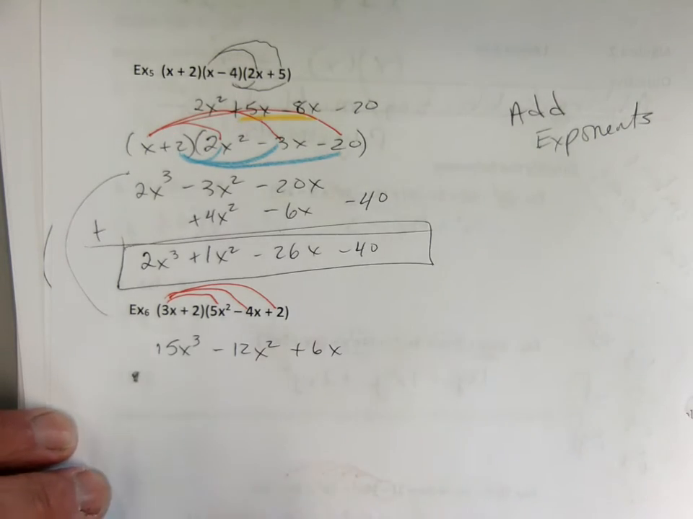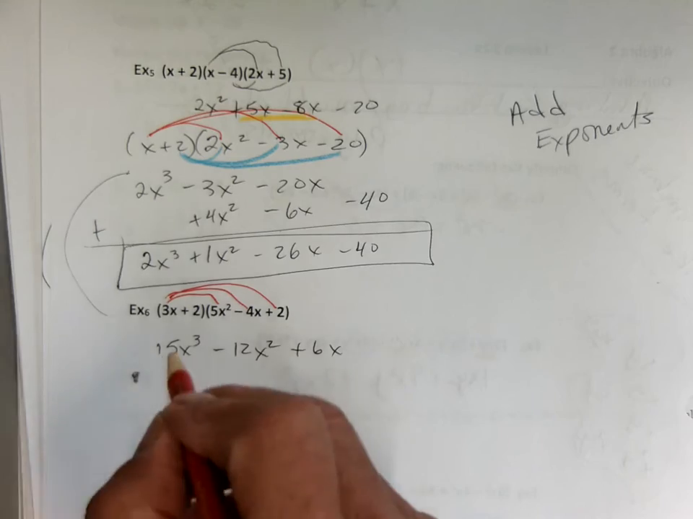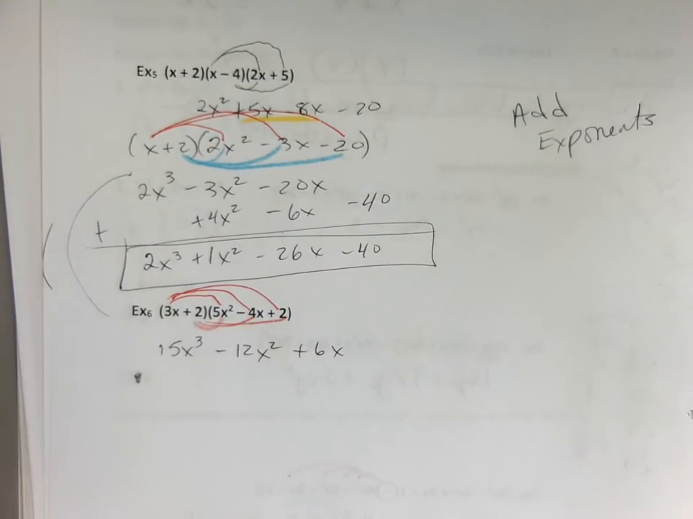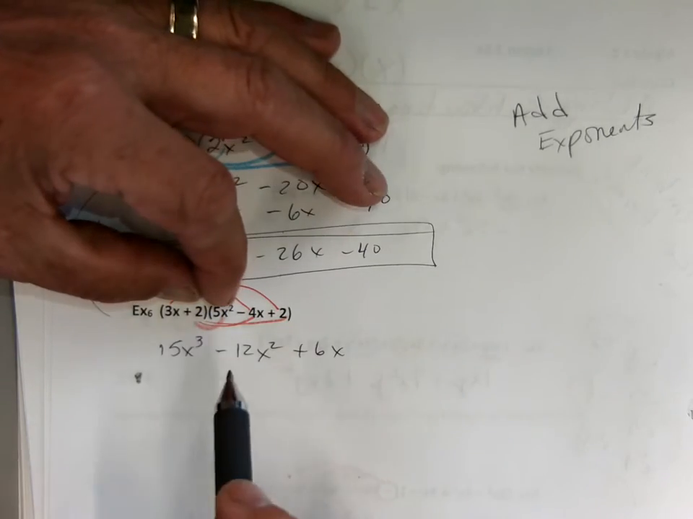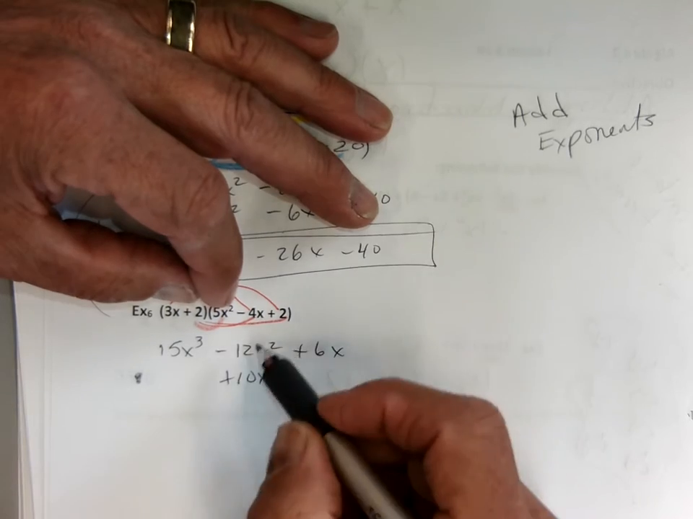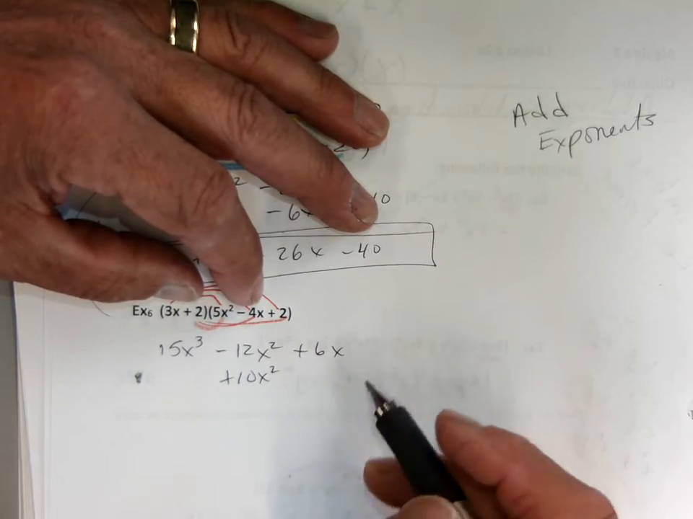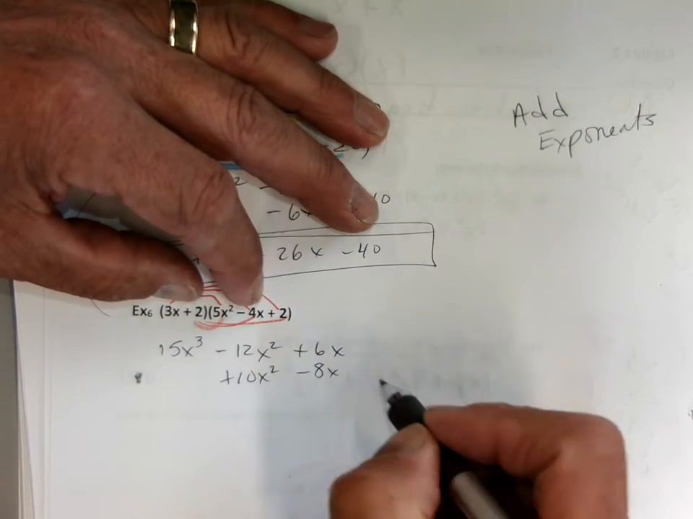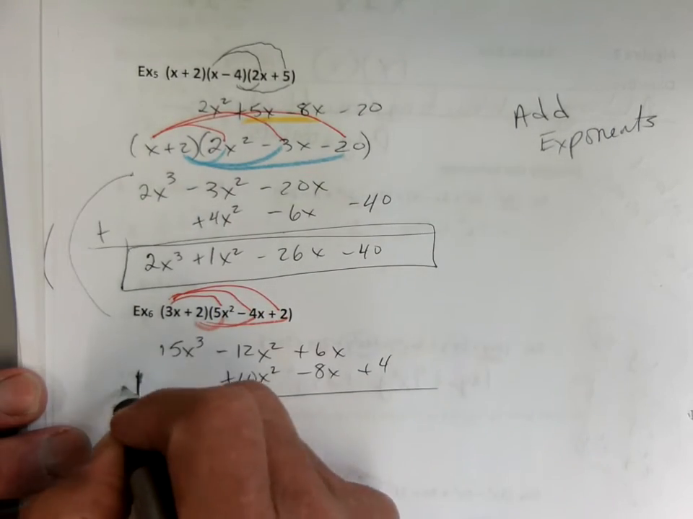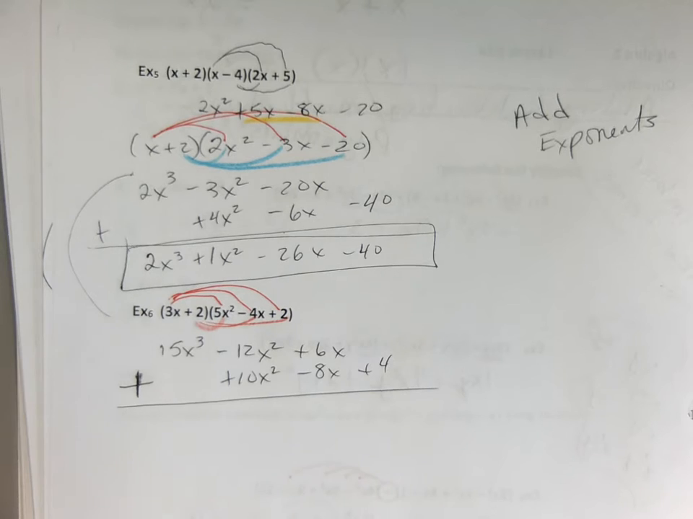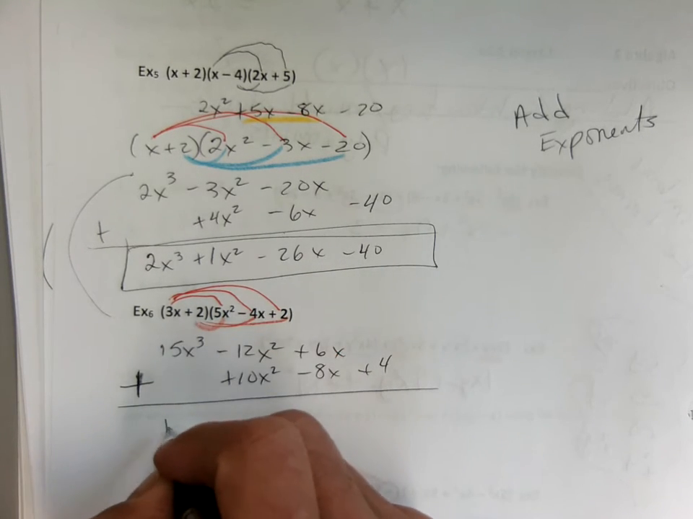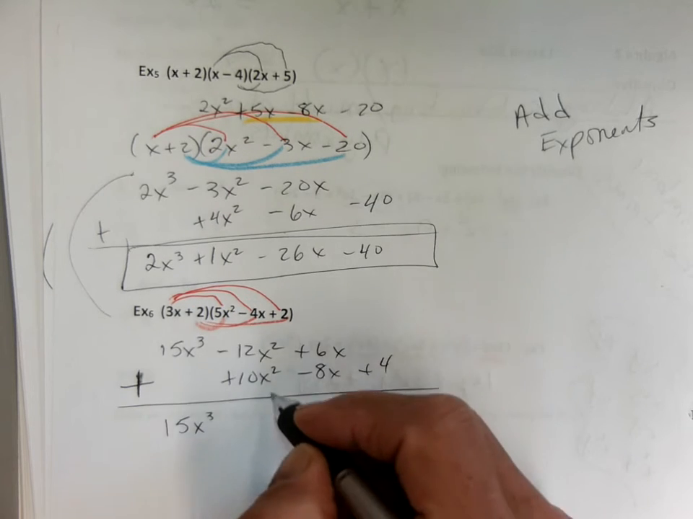I will multiply my 2 times my 5x, 2 times my negative 4, and 2 times my 2. I'll get 2 times 5x squared is a 10x squared, but I like to line them up. Makes it easy for me. Put x squareds with x squareds. I'll get a negative 8x. I'll line them up, and then I'll get a positive 4. And I like to do this because when things are lined up, then I can just add the stuff that goes together. It's the only x cubed, so 15x cubed comes down.